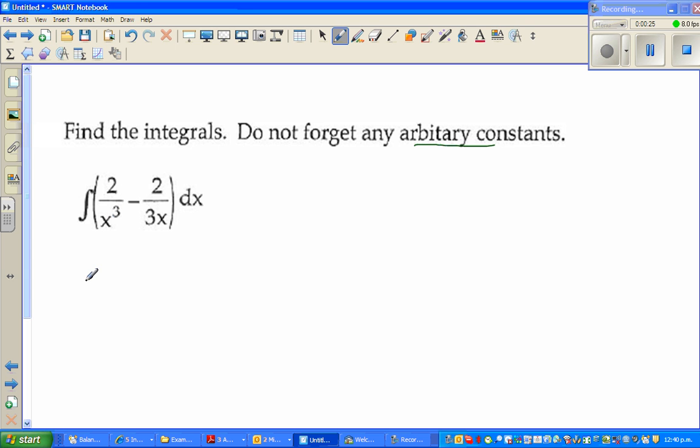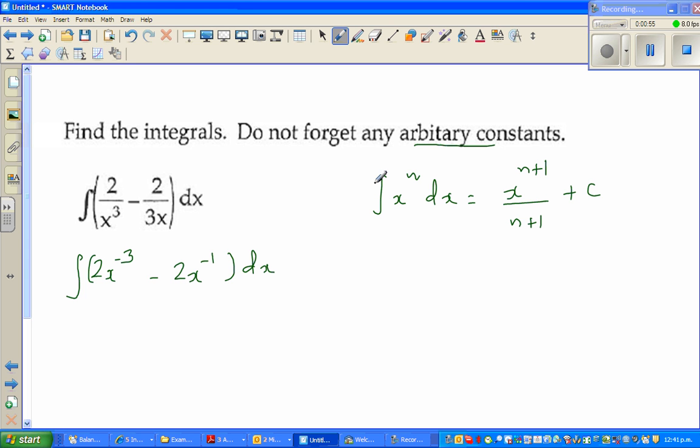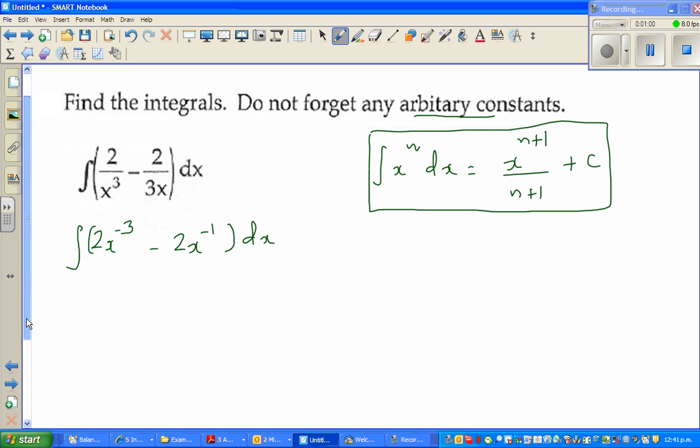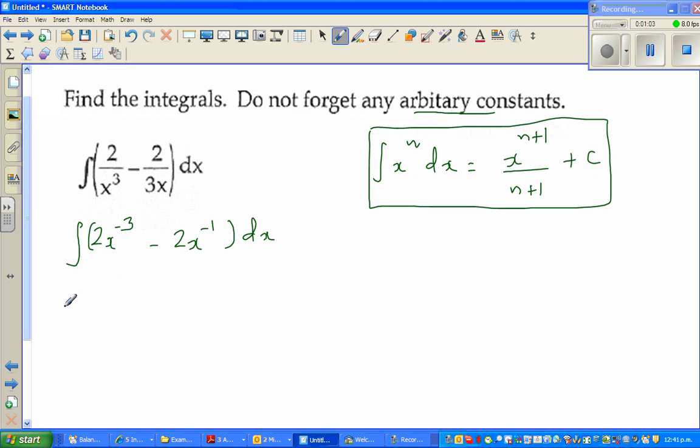To express this rational expression in an easier form so that you can integrate, I'm going to write this as the integration of 2x to the power negative 3 minus 2x to the power negative 1 dx. Now when you integrate x to the power n dx, this is the formula. You increase the power by 1 and divide by that same power plus c. This is the formula of integration of a power function. So this has become 2 power functions, so you can distribute this.